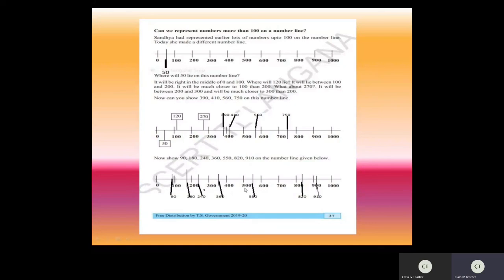The next is 550. 550 lies in between 500 and 600 and it is nearest to 500. The next, 820. 820 lies in between 800 and 900 and 820 will be nearest to 800. The next one, 910. 910 lies in between 900 and 1000 and, as you can see from the representation itself, 910 is nearest to 900. Okay, so these are the rounding off to the nearest tens and hundreds.